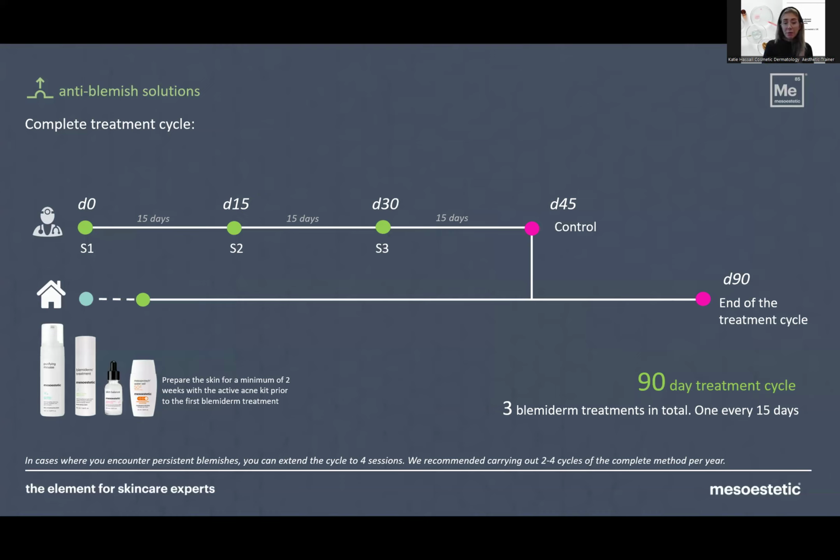So session one on day zero, session two, 2 weeks later, session three, 2 weeks after that. And then obviously you can get them in 2 weeks later for another review. Three Blemiderm treatments in total. One, it says every 15 days, but every 2 weeks is fine. And obviously prepare the skin for a minimum of 2 weeks with the active acne kit prior to their first Blemiderm treatment.